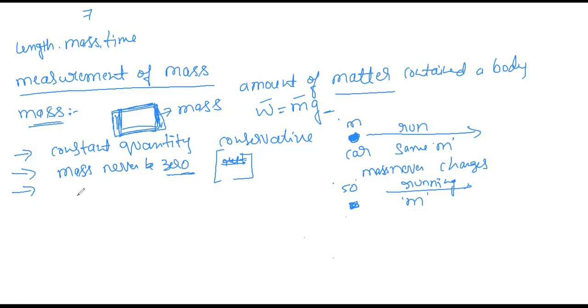Next, the third point is that it is a scalar quantity. Scalar is nothing but it has magnitude but no direction. In the next class we are going to discuss scalars and vectors completely. Initially, scalar means it has only the magnitude. It does not have any direction.